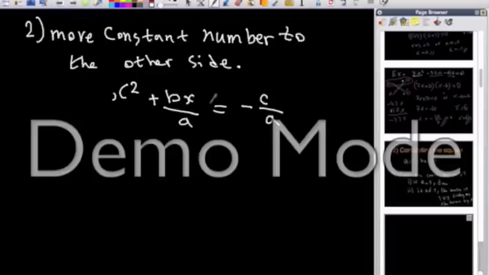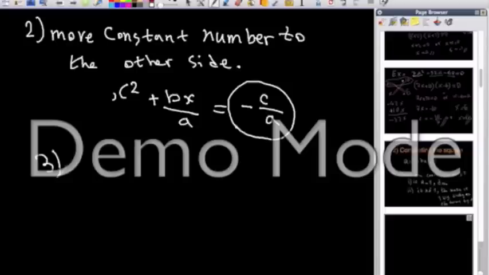Okay. So now that we divided by a in the first step, we move the constant number, which is plus c by a, to the other side, which made it negative c by a. Okay, now the third step. The third step is to complete the left hand side to the square and write the left hand side as a perfect square, and take the square root of both sides.